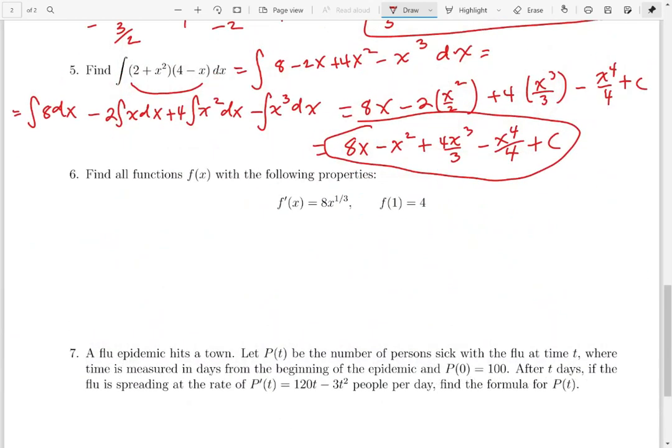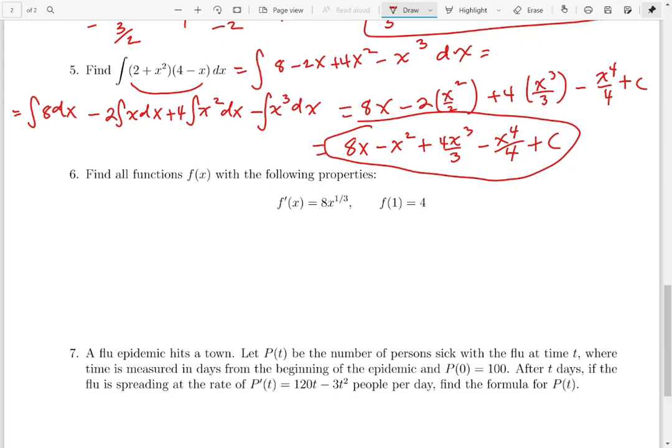Okay, so let's look at what we've got going on. They're telling us that f prime of x is equal to 8 times x to the 1/3, and then specifically that f of 1 is equal to 4. Now this is actually called an initial value problem, because they're giving us a value, and if they give us a value, then we should be able to find the exact constant. Alright, so that's our hope.